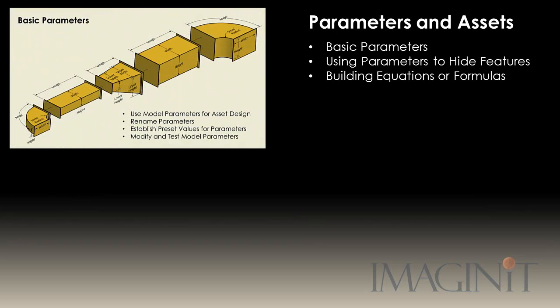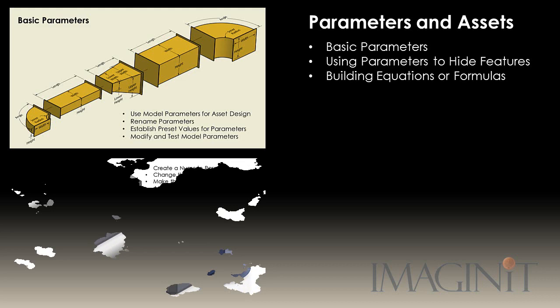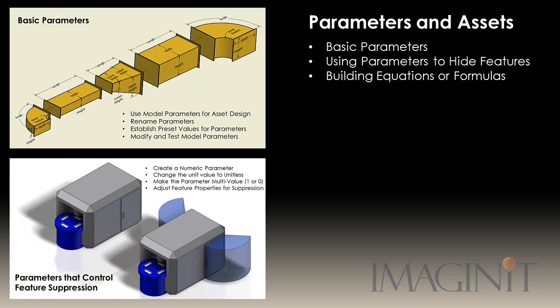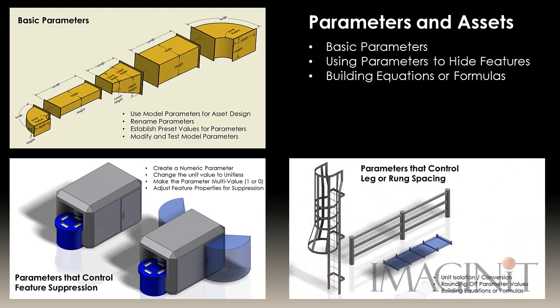The first thing we'll take a look at is basic parameters. How do you establish the length, width, and height of your asset? We're going to focus on renaming your parameters and establishing preset values for your parameters. We're then going to focus on how to take those parameters and control feature suppression. You might have objects with clearance zones and you want to turn off or on the clearance zones by use of a parameter. We'll then focus on utilizing parameters to control the numbers of legs or rungs on an asset, like the handrail design you see here or the ladder.